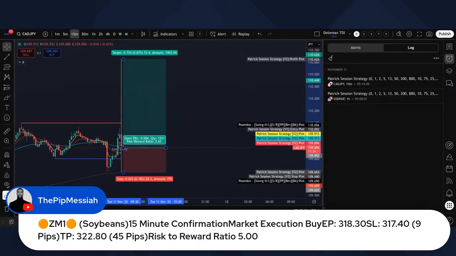Here we go. And this is Canadian dollar versus Japanese yen. And it's a 3.62 risk. Got an entry price at 109.892. You've got stop at 109.689. And we've got take profit at 110.626.